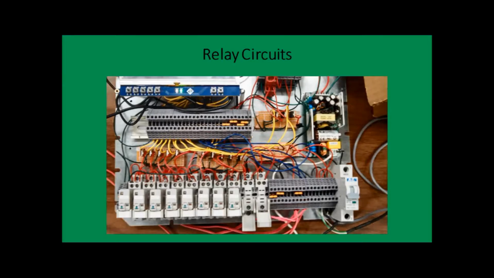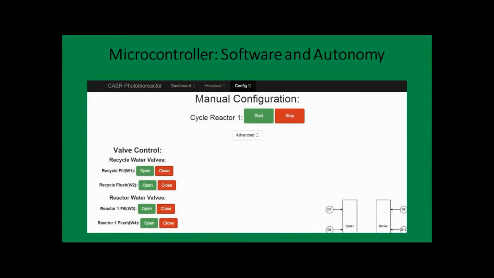The BeagleBone Black is the microcontroller that controls the entire system. The max output of the BeagleBone Black is only 3.3 volts, so this voltage must be stepped up in order to activate the 24 volt relays. This was accomplished using N-channel MOSFETs as an intermediate switch between the BeagleBone Black and the relays.